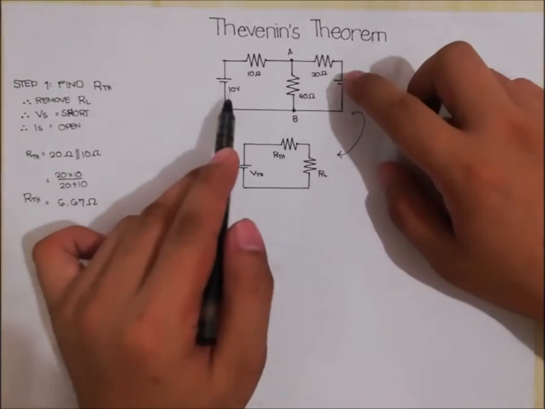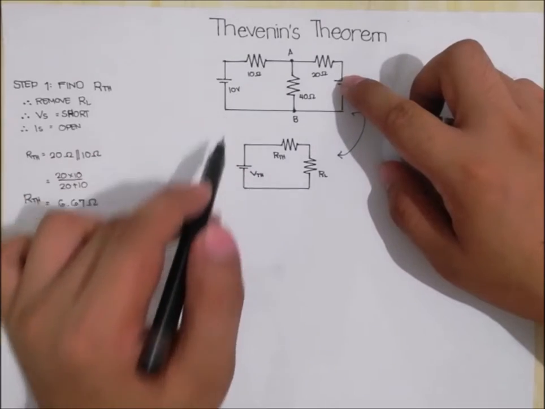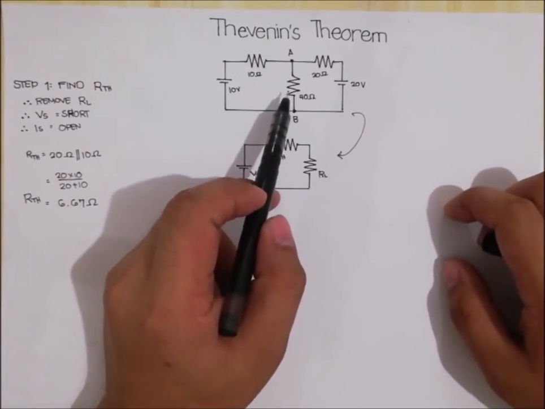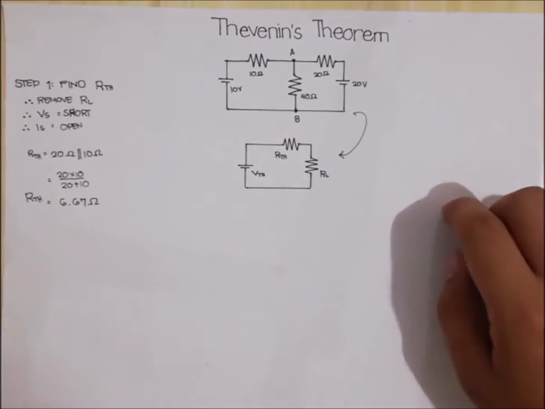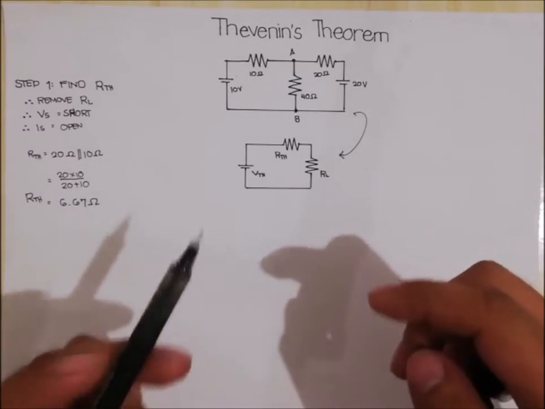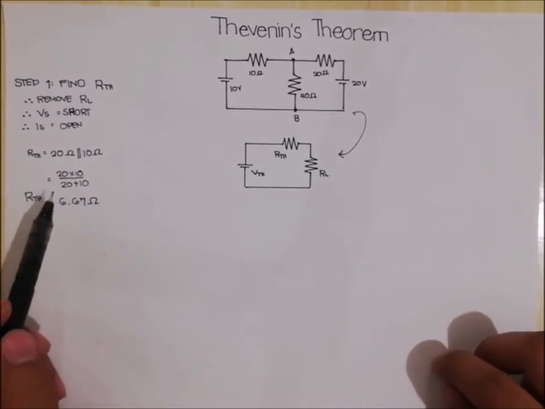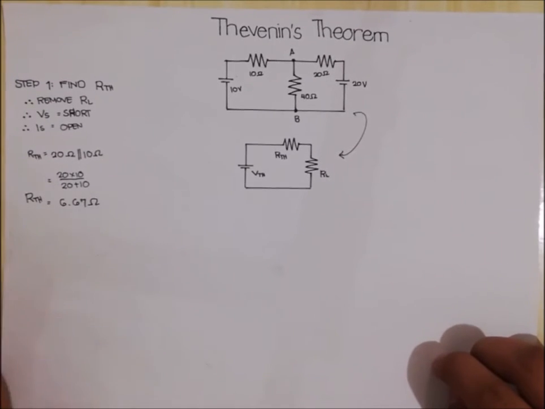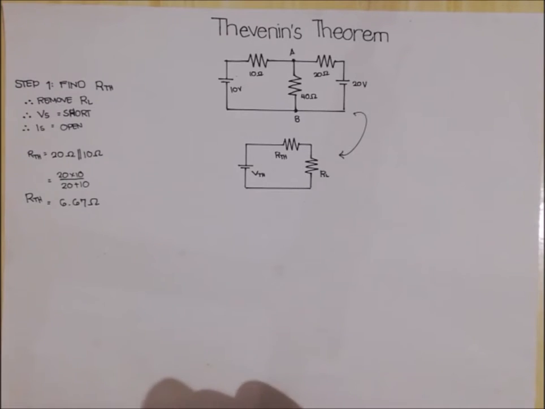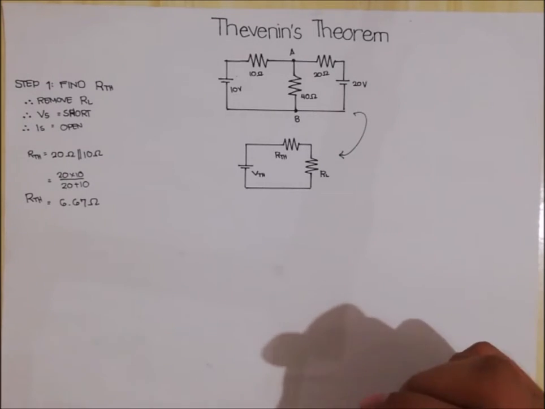So assuming this is shorted, we now have a straight line, and with this load resistance removed, we can solve for the Thevenin equivalent resistance, which is 10 ohm in parallel with our 20 ohm resistor, and that is equal to 20 times 10 over 20 plus 10, and that will give us our Thevenin equivalent resistance, which is 6.67 ohms.